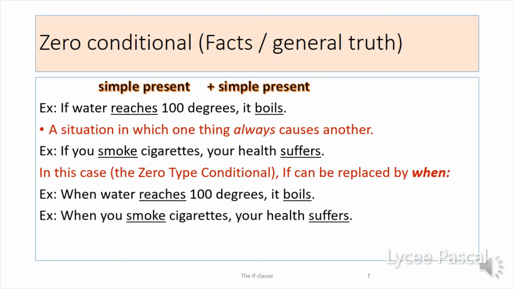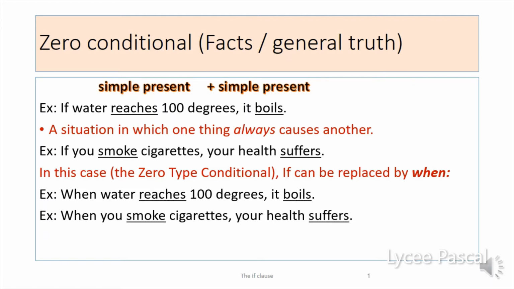Then, if we have a situation in which one thing always causes another, we're also going to use the zero conditional because it is general. If you smoke cigarettes, your health suffers. If the conditional clause comes at the beginning of the sentence, it's always followed by a comma. If you smoke cigarettes, this is the conditional clause followed by a comma, and the main clause comes after the if clause. This whole sentence is called a complex sentence.